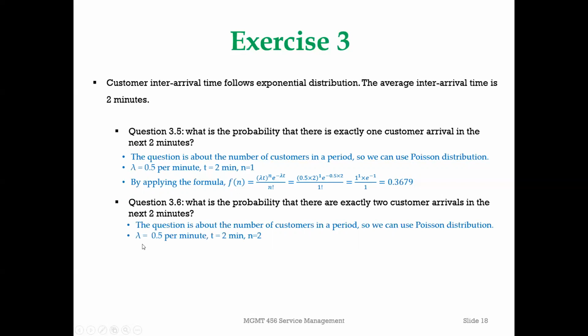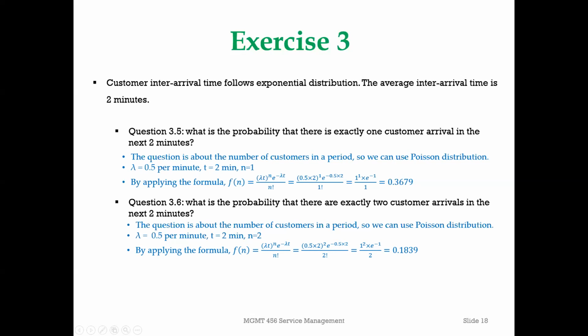So we need 3 pieces of information. Lambda is 0.5 per minute, the arrival rate, t is the time, 2 minutes, and n is 2. So the question is talking about 2 customers in 2 minutes. So n is 2. So apply the formula. So plugging all these numbers, you do the math, you get 0.1839.